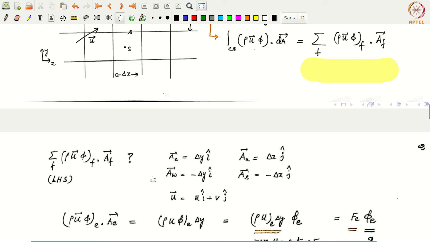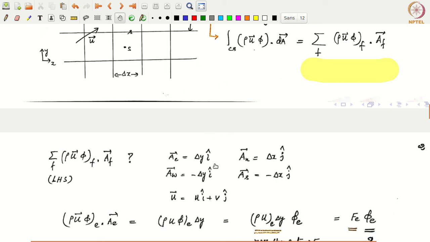Okay, so we have the faces: east, west, north, south, and the area vectors are all known. A E bar equals delta y i cap, A W bar equals minus delta y i cap, A north bar equals delta x j cap, and A south bar equals minus delta x j cap.